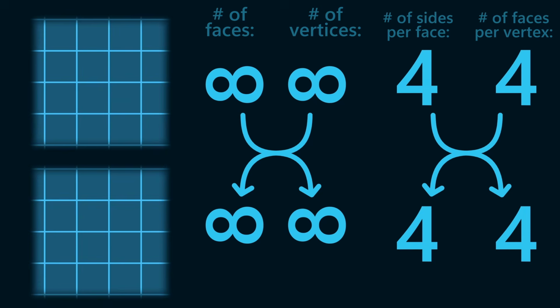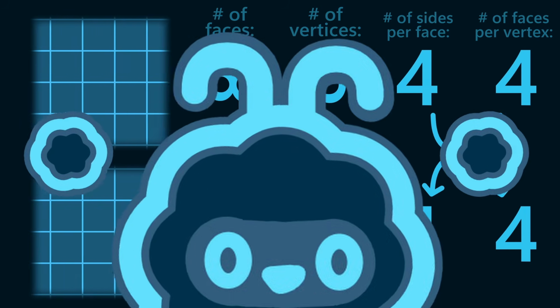Okay, square tiling. Put a vertex in the middle of each square, connect them, it's another square tiling. It's the dual of itself. It just all works out. I love shapes!